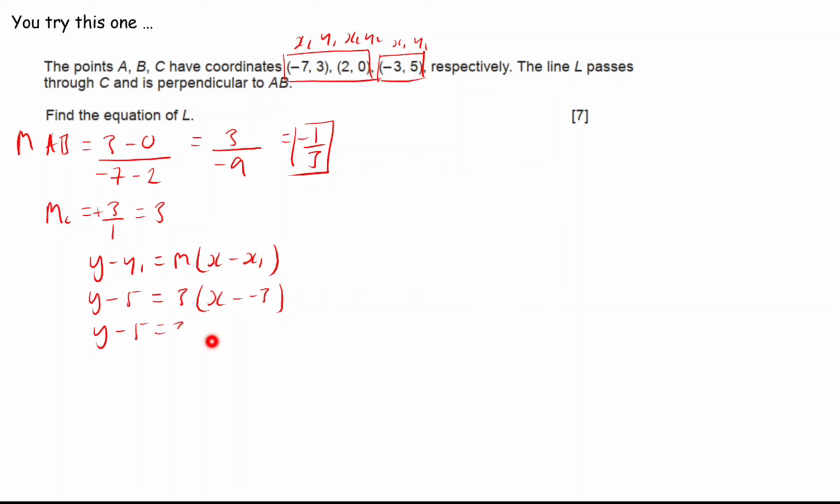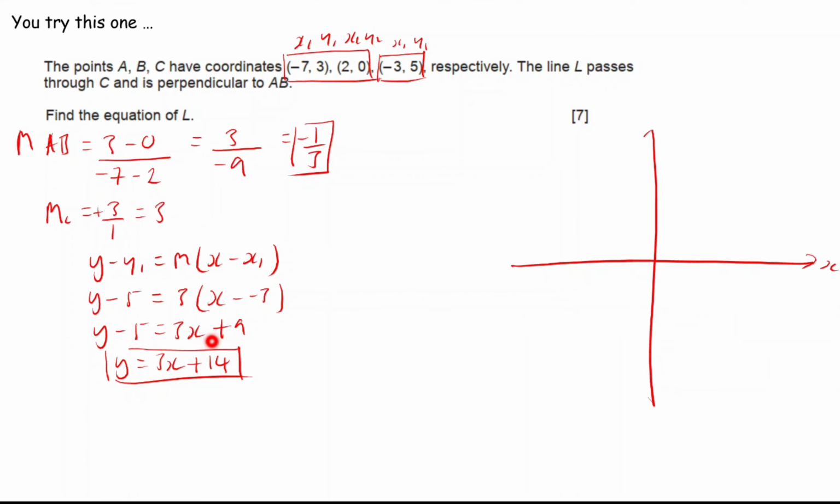Gives us y minus 5 equals 3x. Minus makes a plus. 3 times by 3 is plus 9. So y equals 3x. If I bring that plus 5 over, I will add 5 on to 9, which is 3x plus 14. Now at this point, it might be desirable just to check and see if that makes sense. So we've got x and y. Plot our points. So A was minus 7, 3. So let's just put that here. And minus 7, 3.